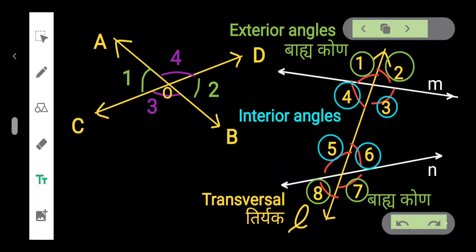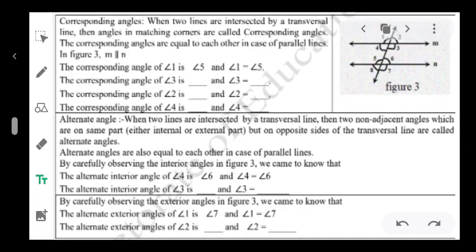Next is, this is the transversal, already told, and vertically opposite angles are there. Corresponding angles, what are corresponding angles? If lines are parallel or not parallel, whatever, there are relationships between these angles and names for some angles, like corresponding angle and alternate angle. So what are corresponding and what are alternate? Corresponding angles: when two lines are intersected by a transversal line, then angles in matching corners are called corresponding angles. Means, okay, let's see.